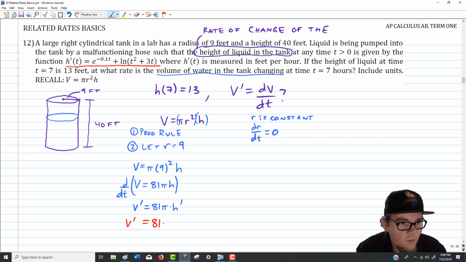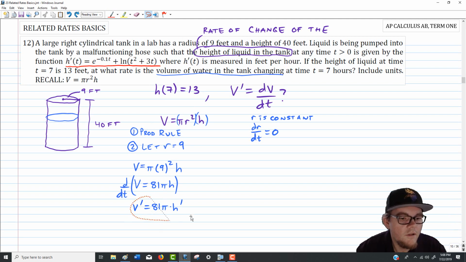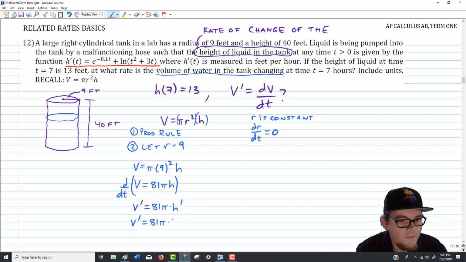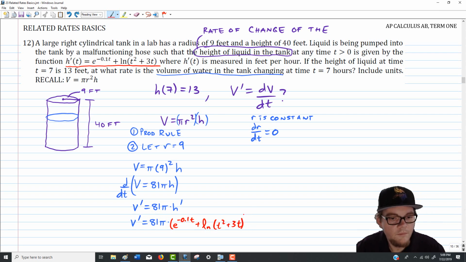V prime is equal to 81 pi. Actually, let's do this, just for the sake of colorization. Let's toss this in there really fast. So V prime is equal to 81 pi times, and then we're going to put in h prime of t, which is e to the negative 0.1 t plus the ln of t squared plus 3t. So there is all of the stuff that we have to look at. So looking in there, there's our expression that we need to go through.